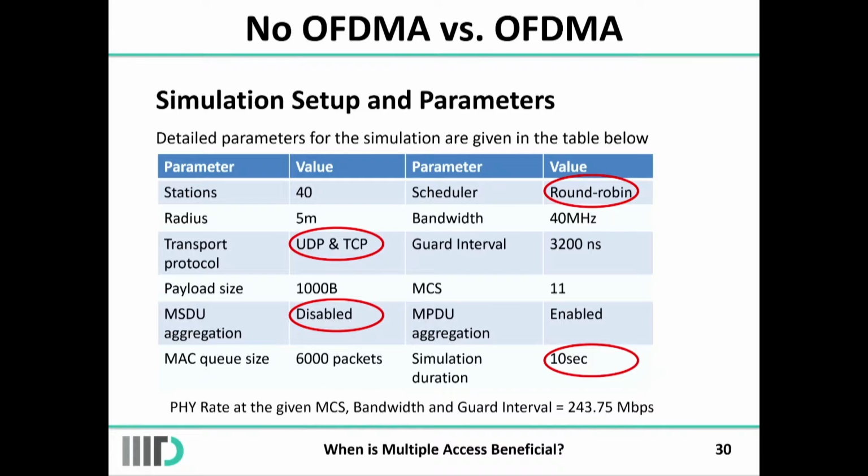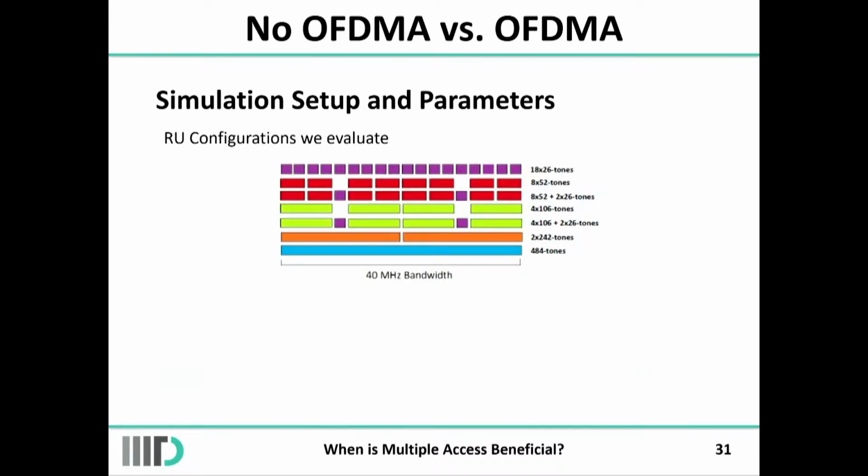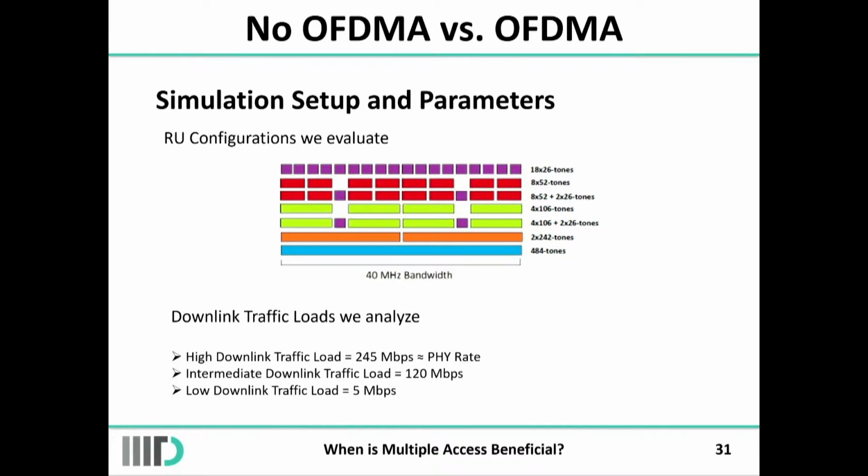The physical rate you will get at MCS 11 is around 243 Mbps. That is why the last traffic load that we supported was 245 Mbps. And these are different RU configurations we tried: 1826 tones, 852 tones and so on. We worked on a 40 megahertz bandwidth. The traffic rates that we analyzed were high downlink traffic load, which is 245 Mbps, intermediate 120 Mbps, and low downlink 5 Mbps.